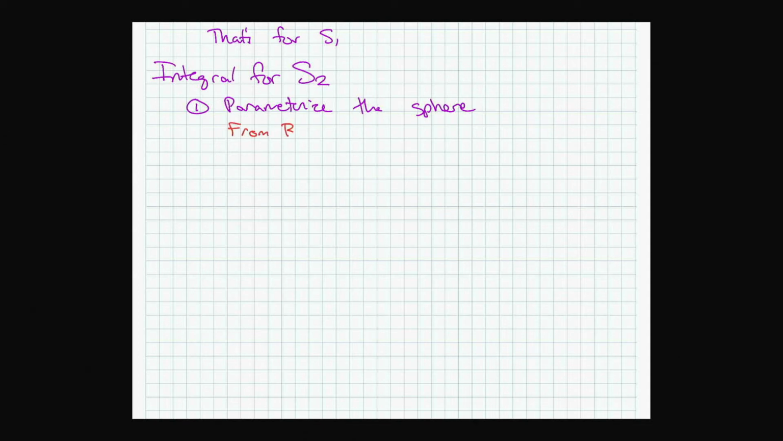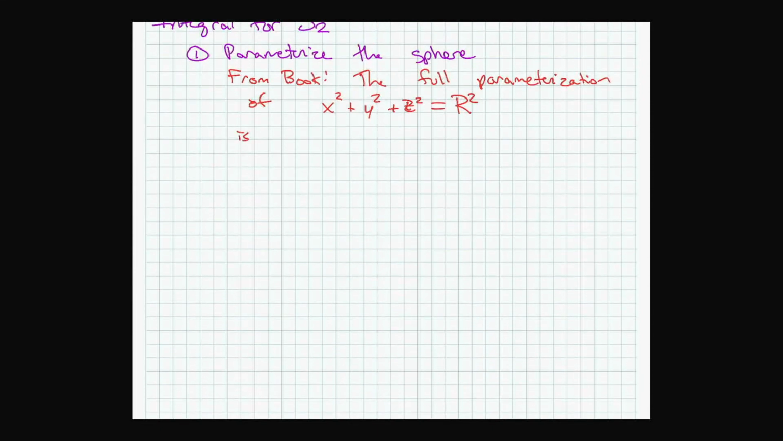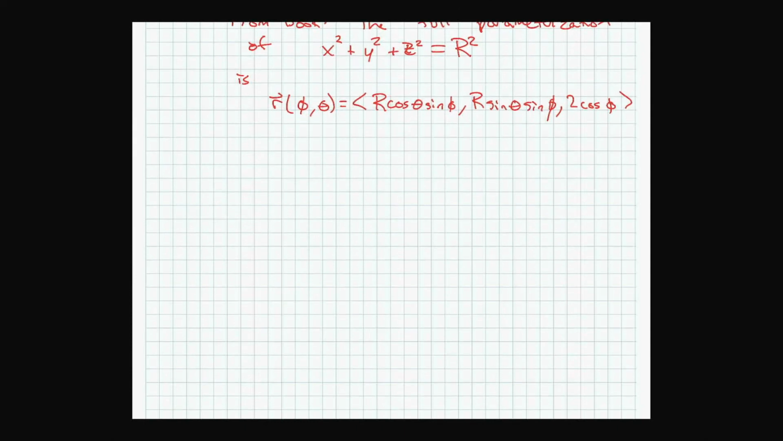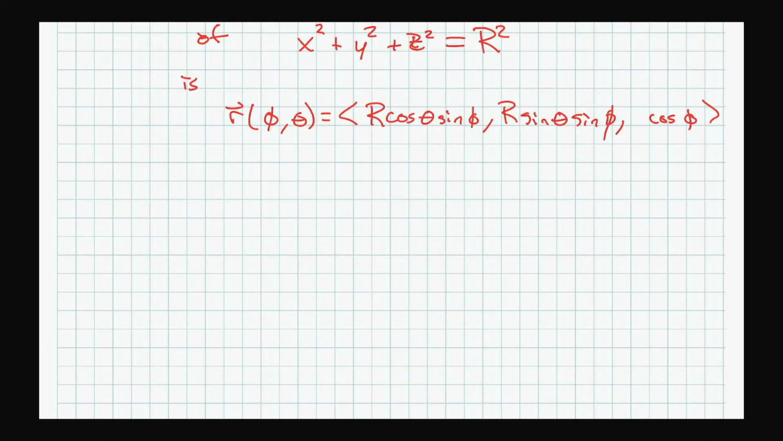So from the book, the full parameterization of x squared plus y squared plus z squared equals capital R squared, they use phi and theta. For us, it's going to be 2, but in general, it's R cosine theta sine phi, comma R sine theta sine phi, comma R cosine phi. And that looks like the spherical coordinates formula because it should, right? We're parameterizing a sphere, so it looks like the spherical coordinates formula. We change that to an r.